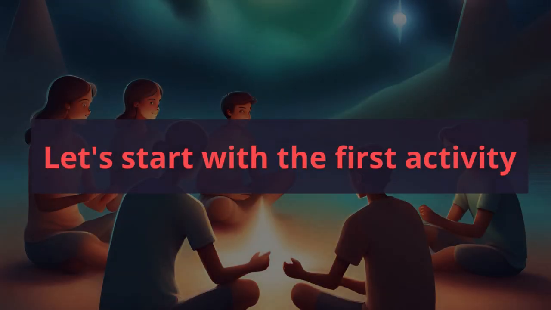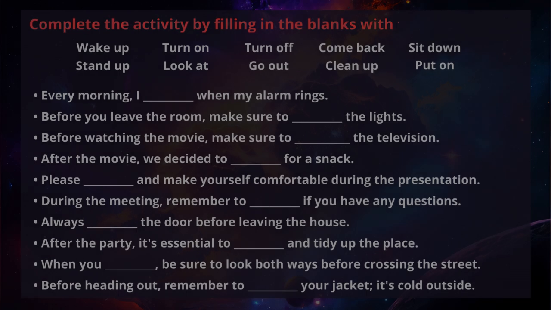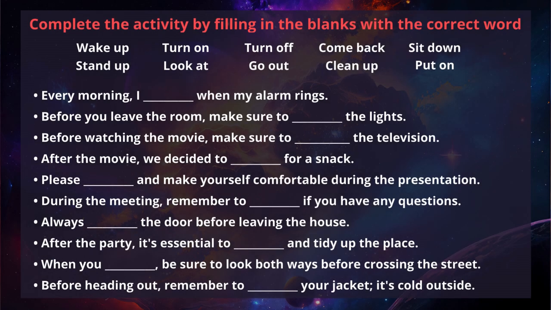Let's start with the first activity. Complete the activity by filling in the blanks with the correct word. Wake up. Turn on. Turn off. Come back. Sit down. Stand up. Look at. Go out. Clean up. Put on. Every morning, when my alarm rings.